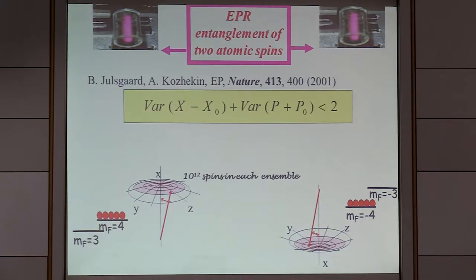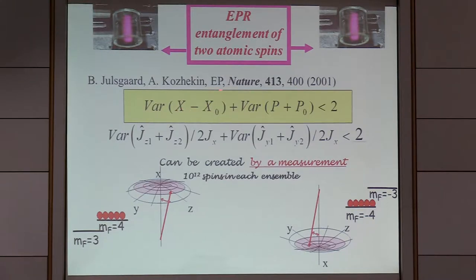So if you have in the lab a solid state system of spins, and you can prepare one ensemble like that, the other one like this, and if your decoherence is low, and if you can provide the interaction with either microwave or light, you may think of generating an entangled state between those two objects by the measurement procedure.